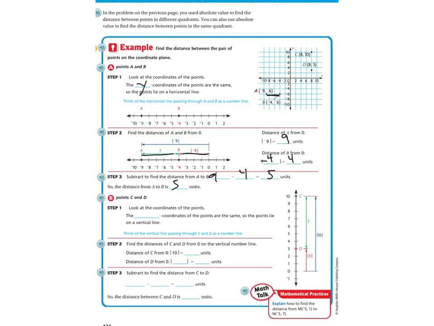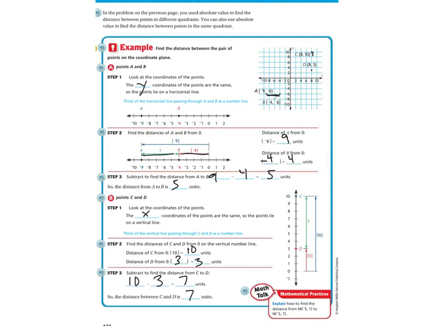Looking at points C and D, look at the coordinates of the points. The x-coordinates of the points are the same, so the points lie on the vertical line. Find the distance from C to D. The absolute value of 10 is 10 units. The distance from D to 0 is the absolute value of 3, or 3 units. Subtract to find the distance from C to D. So I'm going to subtract the 3 from the 10, and I'm going to get 7 units. So the distance between C and D is 7 units.